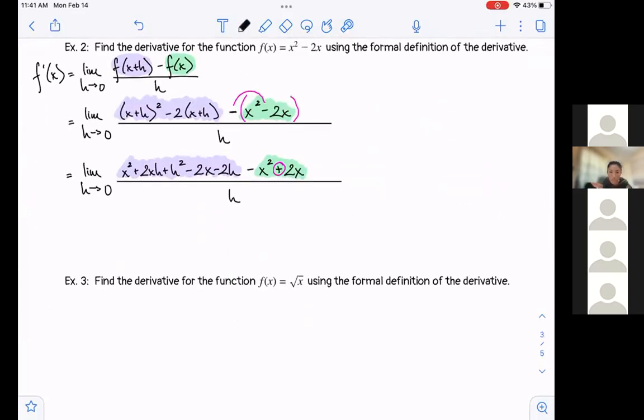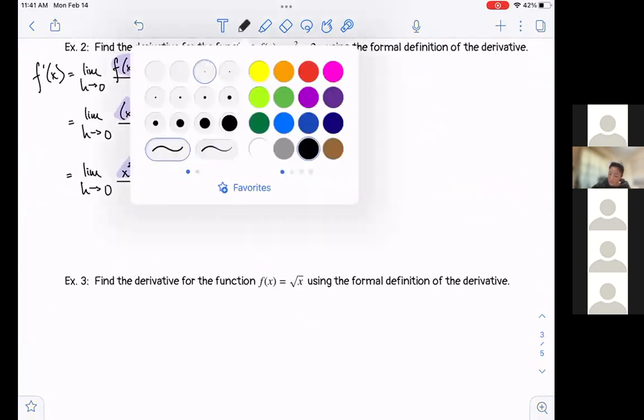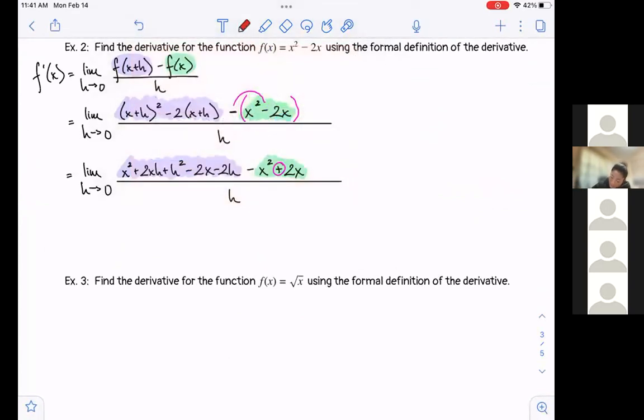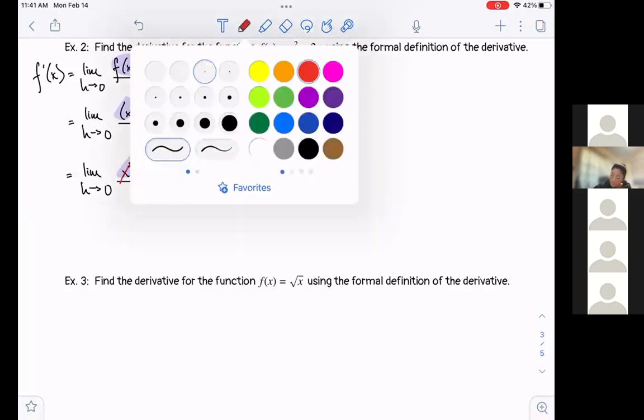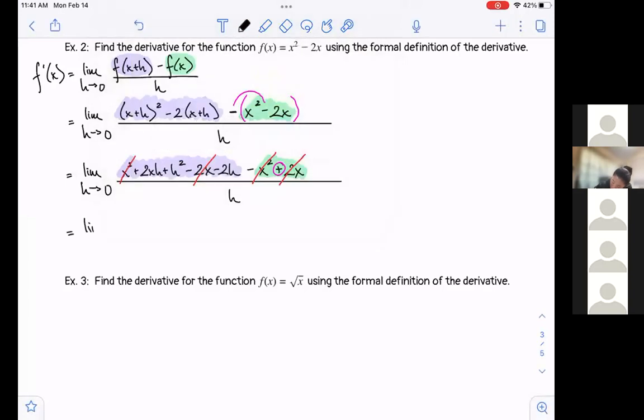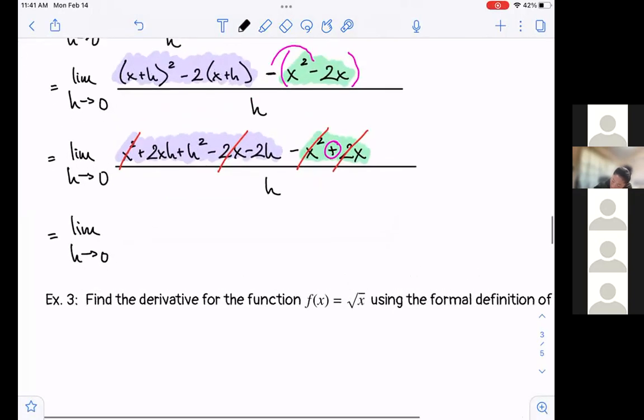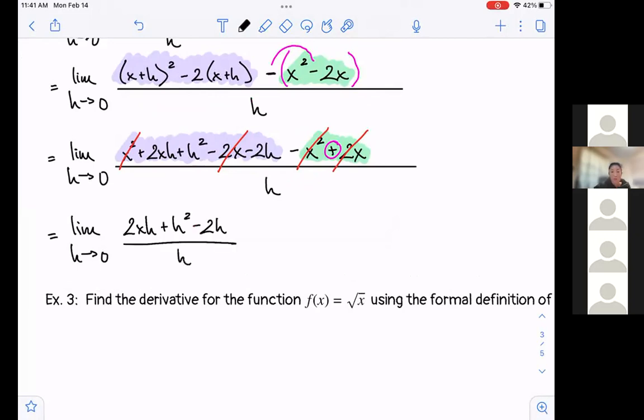So let's see what cancels out. I notice that this x squared and a negative x squared go to 0. I notice that this negative 2x and the positive 2x go to 0. What do we have left? 2xh plus h squared minus 2h all over h.